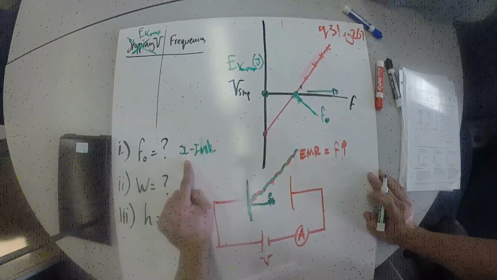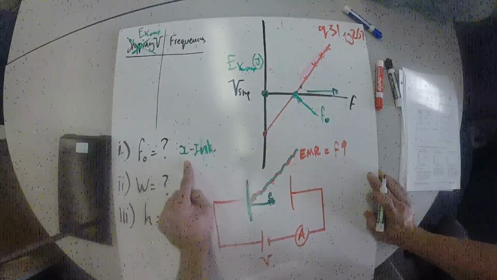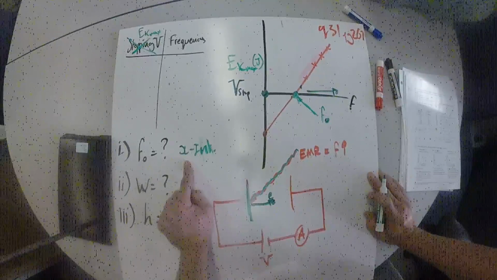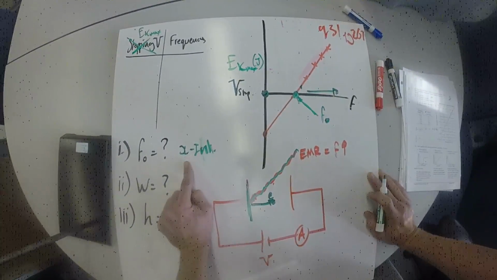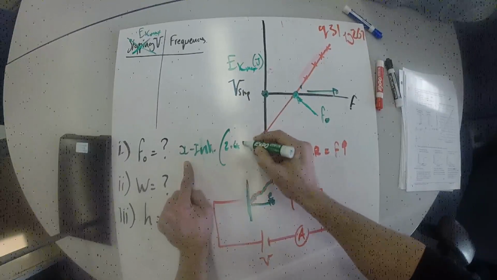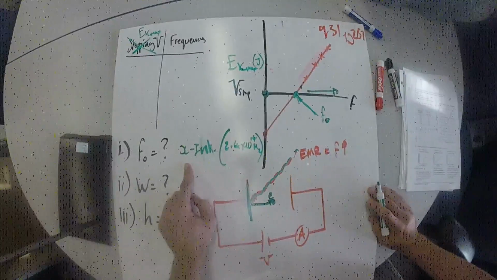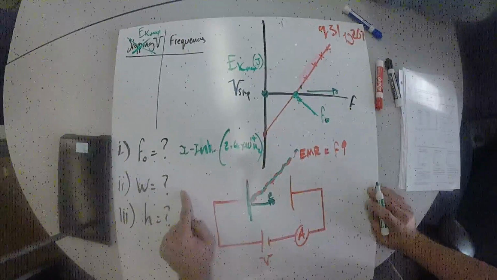And I think the value it gives you, and it tells you the answer obviously in the workbook, is around about 2.4 times 10 to the 14 hertz. So let's put it in brackets, 2.4 times 10 to the 14 hertz. Okay, next one, work function.